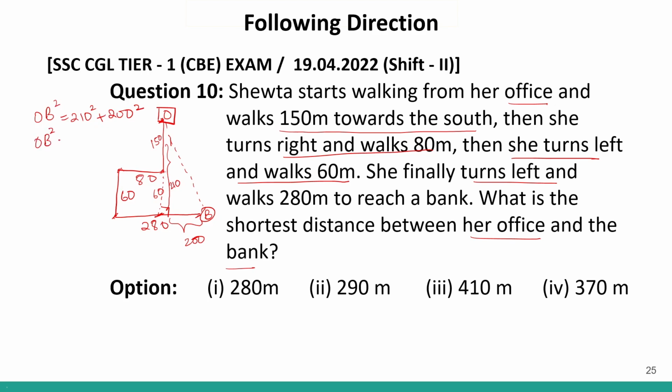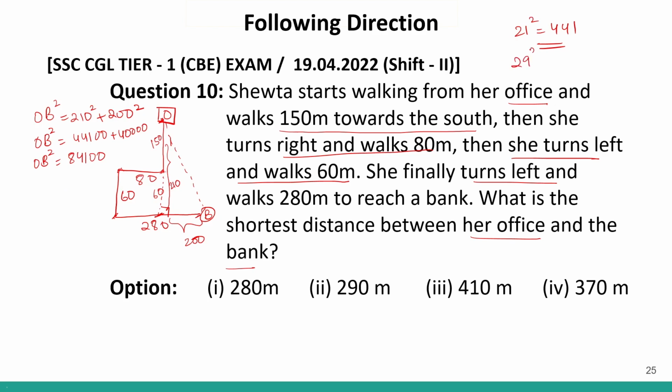So OB square will be equal to how much? For your reference, 21 square is 441. Okay. This will be 44100 plus 40000. Correct? So OB square will be 84100. This is how much it will be.